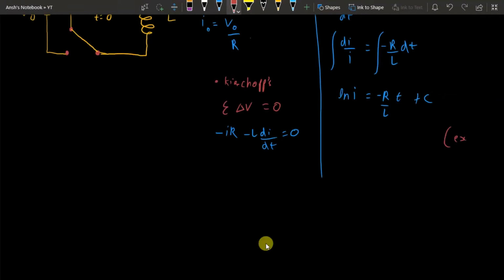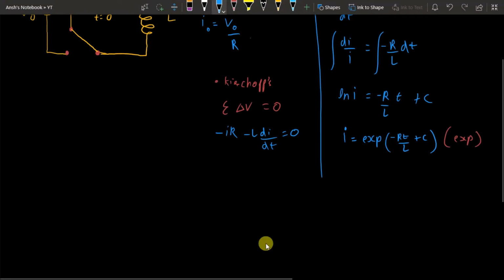And now we take the exponential of this equation on both sides. So on the left hand side the exponential and the logarithm cancel out and we have just I. On the right hand side we have exponential of minus RT over L plus C. Now we want to determine C. So to determine C, let's use our initial condition.